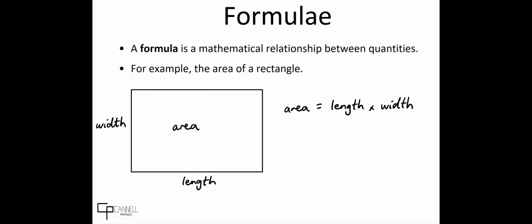And in a formula, it is more convenient to use symbols. So for area, we use capital A, length we use lowercase l, and lowercase w for width. But we can simplify this even more, because in algebra, we don't need to write the multiply sign. We can just write the L and the W adjacent to each other. This implies multiplication. And you can write this also like A equals WL, because the order of multiplication doesn't change the answer.